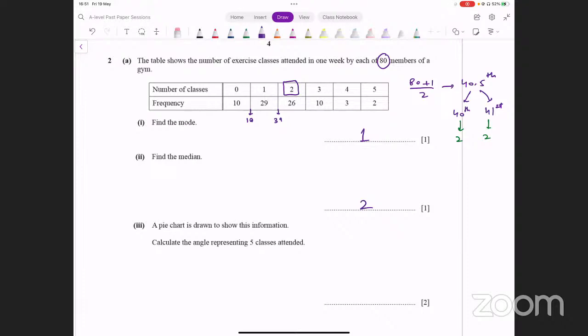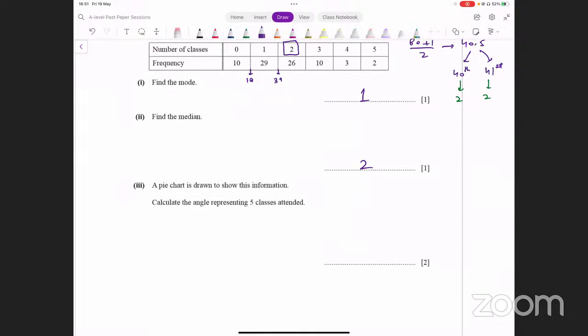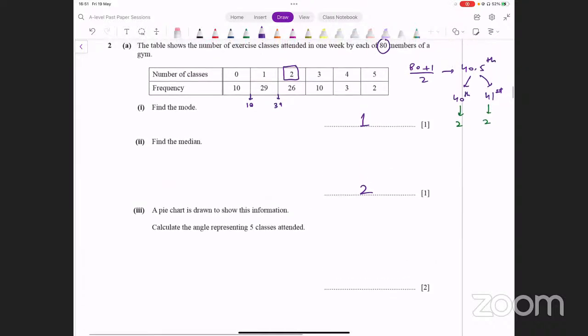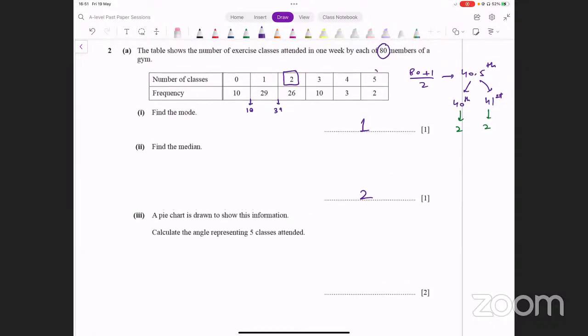Now it says a pie chart is drawn to show this information. Calculate the angle representing 5 classes attended. Okay. अब देखें 5 क्लासेस कितने लोगों ने अटेंड की? 2 लोगों ने. अब जब पाई चार्ट बनाएंगे तो ये वाला नंबर 2 किस एंगल से रिप्रेजेंट हो रहा होगा पाई चार्ट में? 2 is the number that we're talking about. Out of how many people? 80 people.